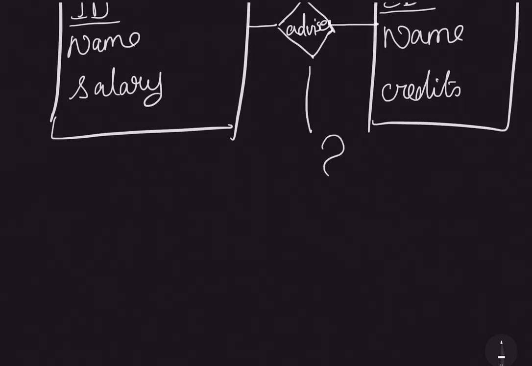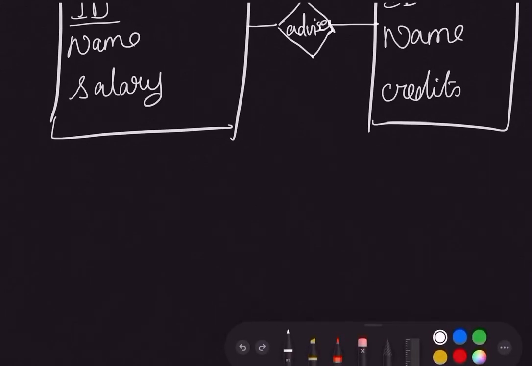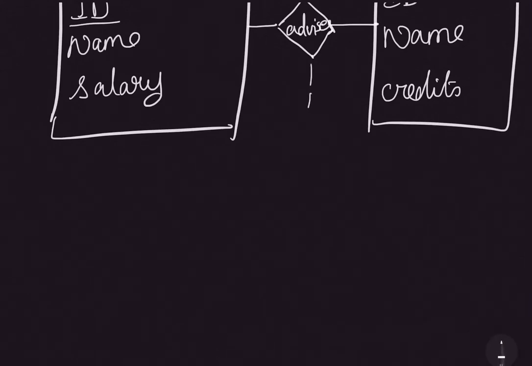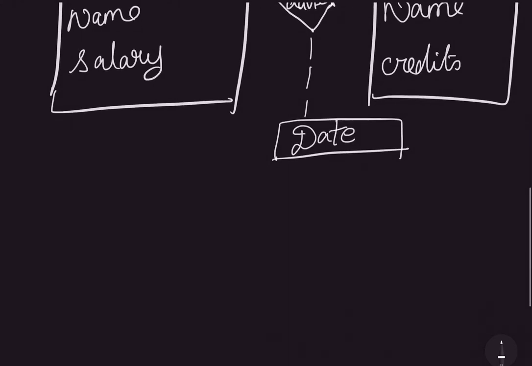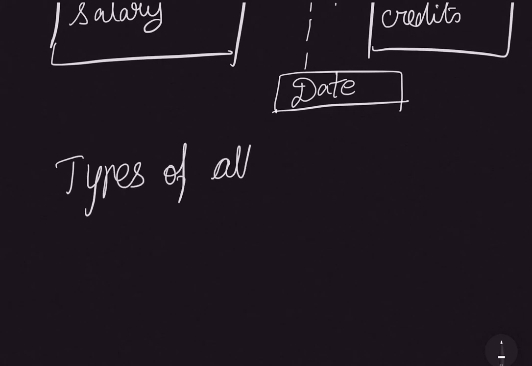Do you have this question? Does a relationship also contain attributes? You're right. A relationship can also contain attributes. Like when an instructor teaches a student, that has a date. Now let us discuss the attributes in more detail.